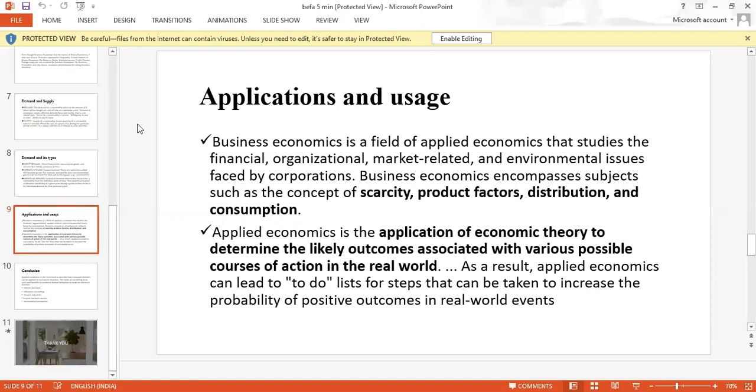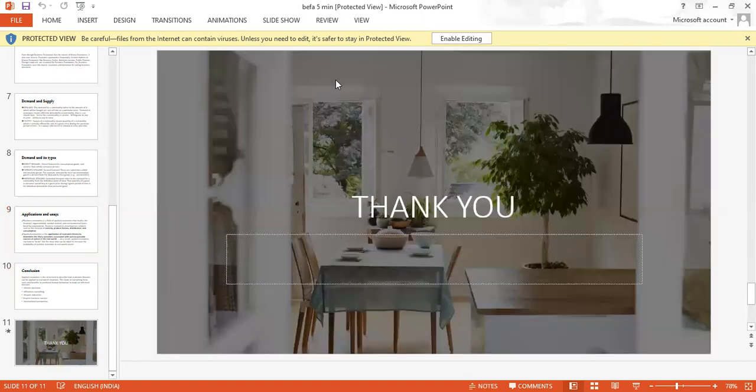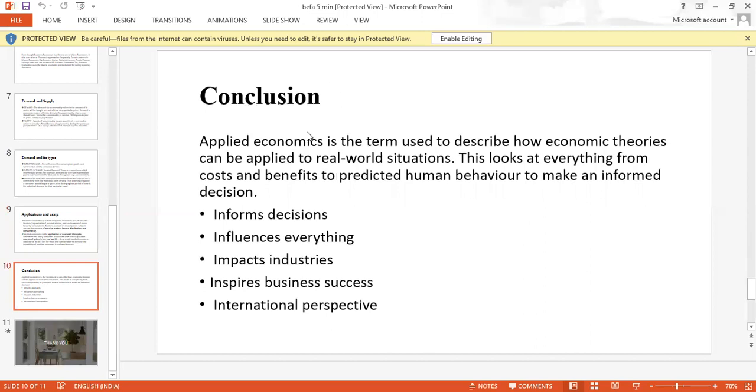And finally, we discussed the application and usage of economics in our day-to-day life. And the last one is the conclusion part of the presentation. Here, the conclusion is that applied economics is the term used to describe how economic theories can be applied to real world situations. It is not only regarding economics, but also certain other applied terminologies. This looks at everything from costs and benefits to predicted human behavior to make an informed decision. Here, informed decisions influence everything, impact industries, inspire business success, and bring an international perspective. These are the most impacted things by the terminology economics.